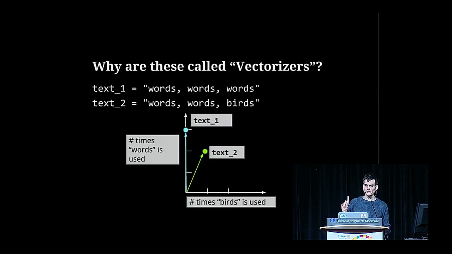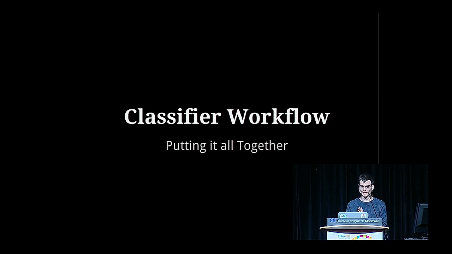Quick aside: why are these called vectorizers? They're called vectorizers because once you vectorize texts, you can think of them as points in a highly dimensional feature space, where each axis is a word. A bag of words model is a point in this highly dimensional space of word bases. All right, so now we come to Act 5, the last act in a Shakespeare play. Now we're actually going to write a classifier and go through the workflow.